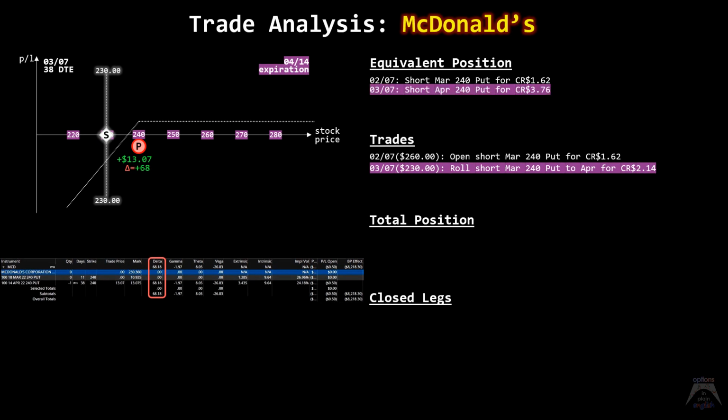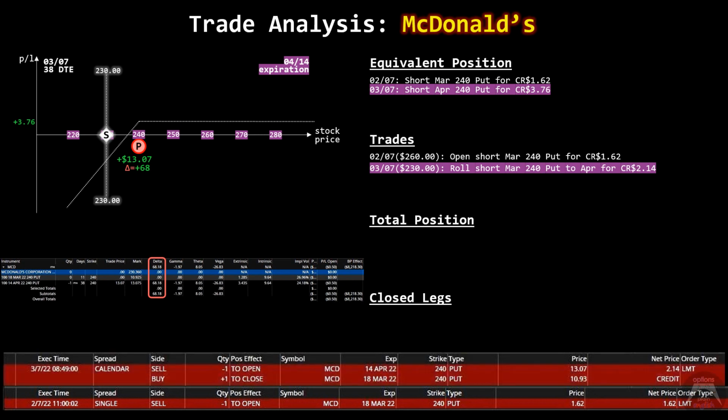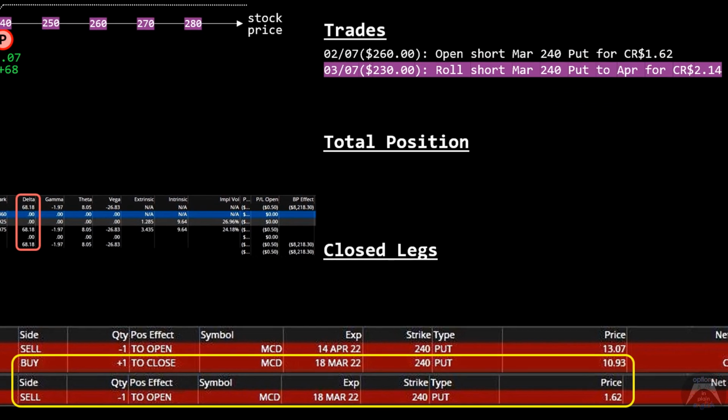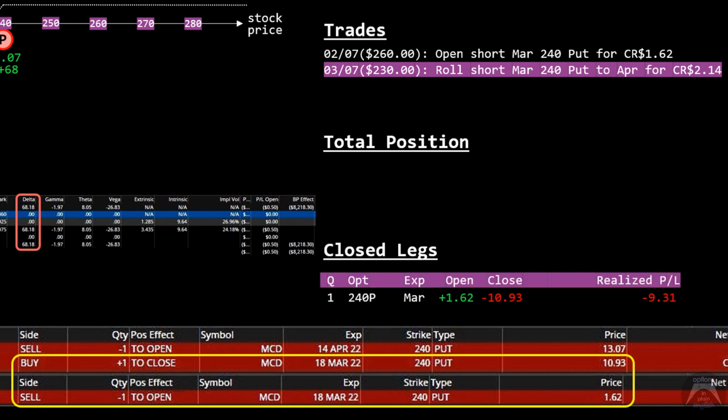Our new equivalent position is a short April 240 put for a total credit of 376, a result of the original 162 plus the credit we got for the rollout. If we want to look at our closed legs, we can see both our initial trade and this adjustment trade, where we can see that the March 240 put was sold to open for a credit of 162 and bought to close for a debit of 1093, and those are the numbers that we'll include as realized P&L, a loss of 931, the result of a 162 credit minus a 1093 debit.